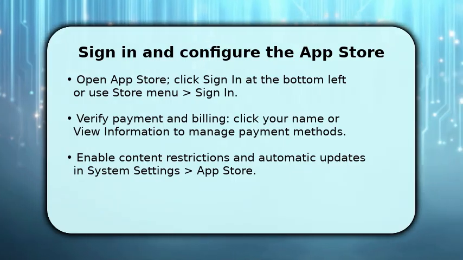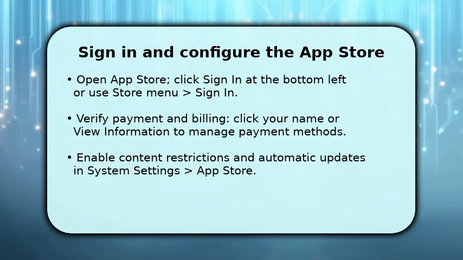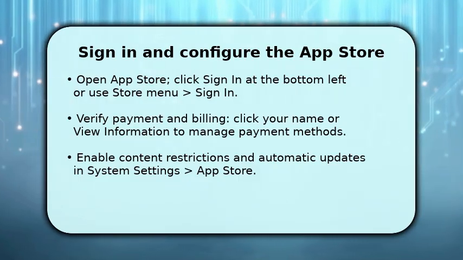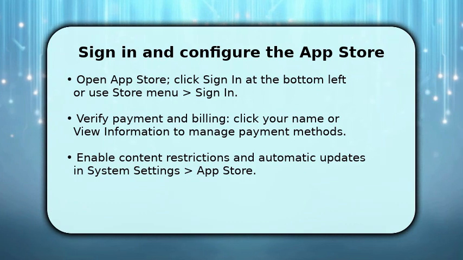Once signed in, click your name to view account settings and confirm payment and billing details so purchases go through. Next, enable automatic updates and content restrictions if needed in System Settings. This keeps apps current and enforces parental controls. Make sure you see your account name top left before continuing.